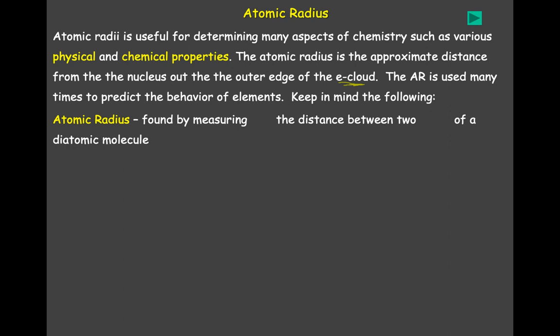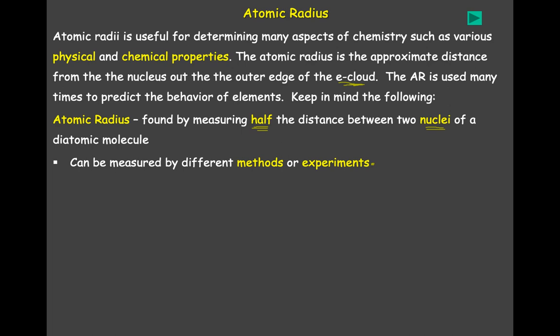So how do you actually measure this? What they do is measure half the distance between the two nuclei of a diatomic molecule. So you're taking a molecule and looking at half the distance between the nuclei, and I'll show you this in a minute. This can be measured by different methods or experiments. There are different ways you can do this.